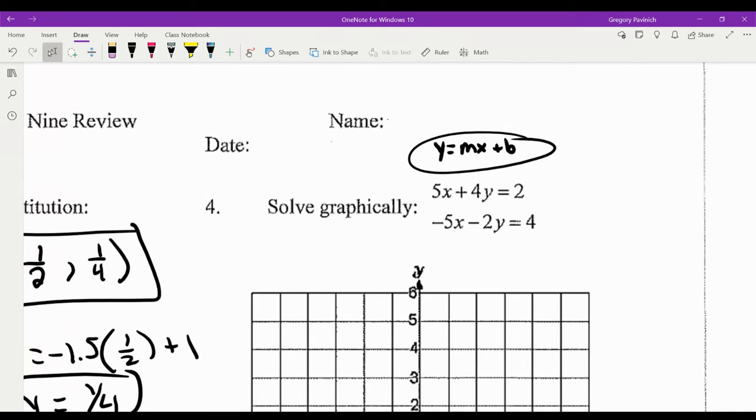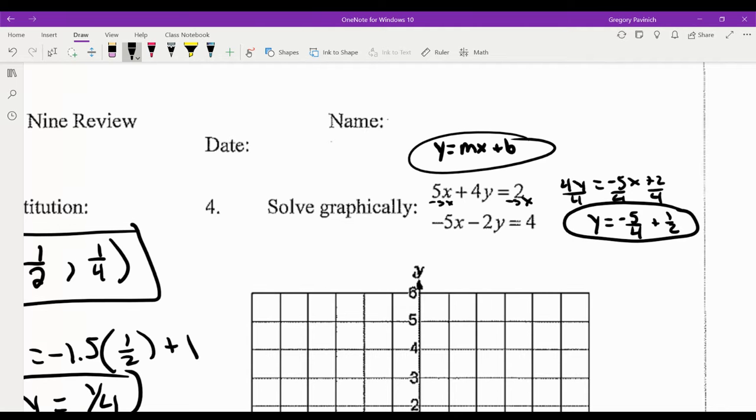Okay, and the next one says graphing. So we talked about y equals mx plus b. So I'm going to subtract this 5x. I get 4y is equal to negative 5x plus 2. I'm going to divide by 4. y is equal to negative 5/4. And that one's not that fun because it's got that half, but we can handle it.